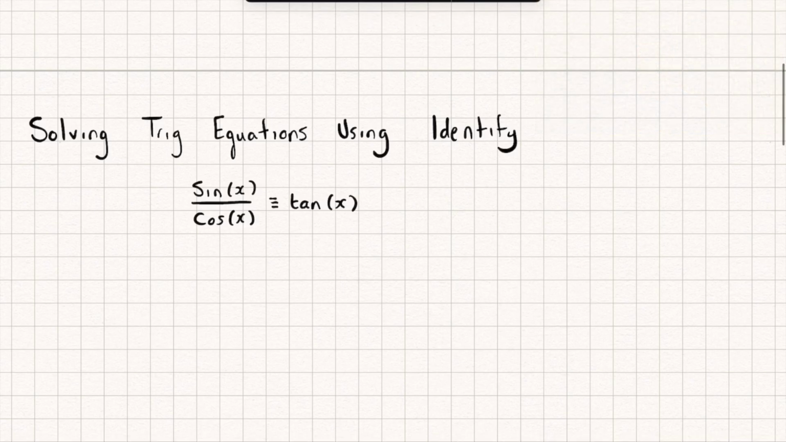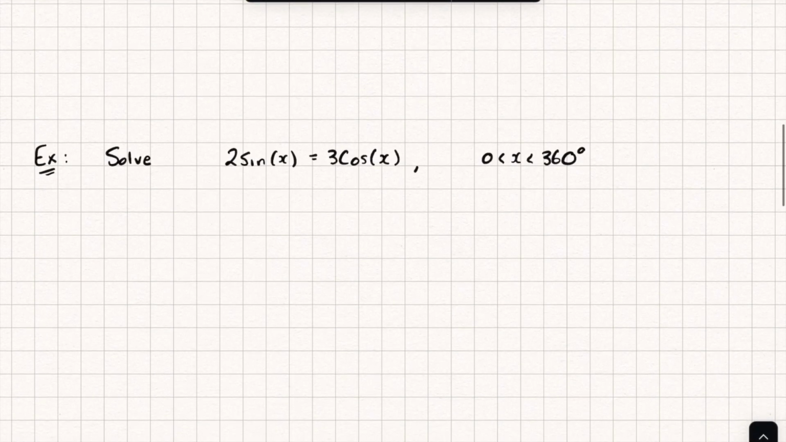Okay, let's look at this first example where we need to solve 2 sine x equals 3 cos x, and we're solving this for values of x between 0 and 360 degrees. So the first thing you want to do usually when solving a trig equation is try and rewrite it so that sine of x, cos of x or tan of x is the subject, if it's possible to do that.